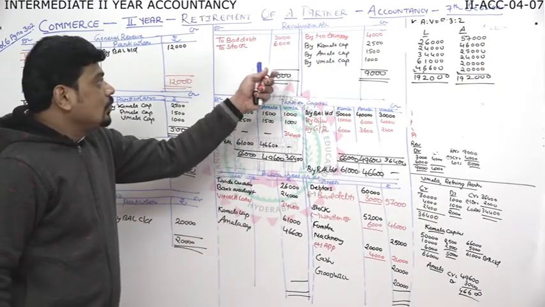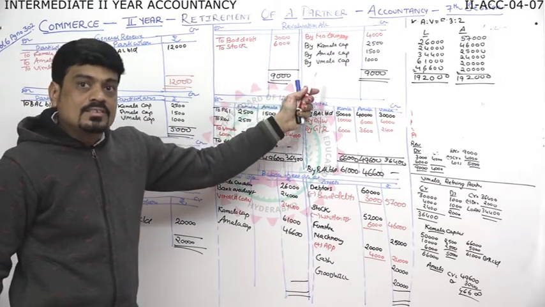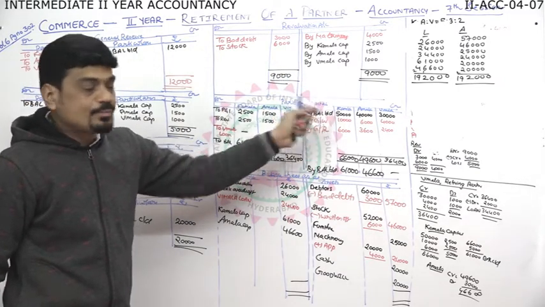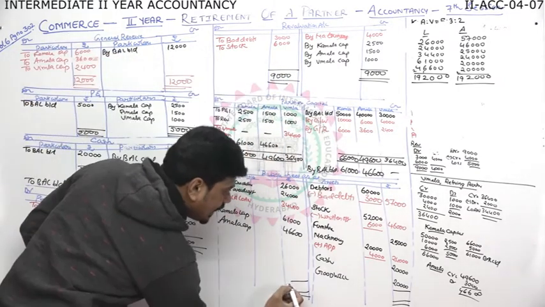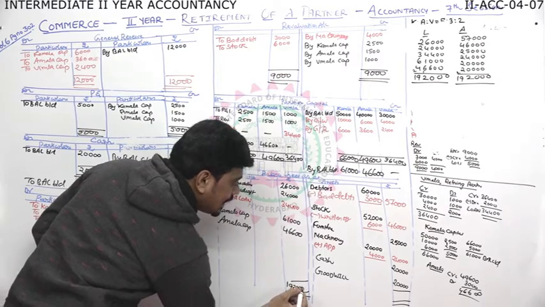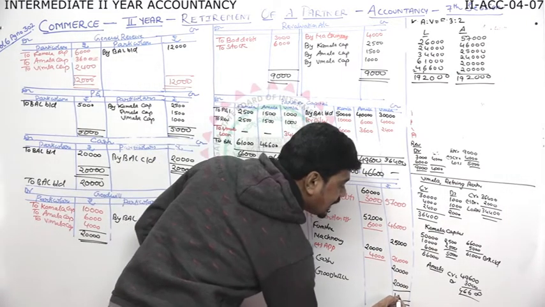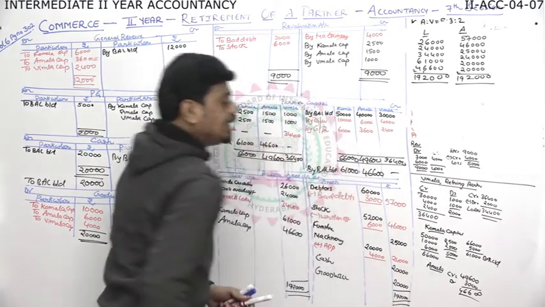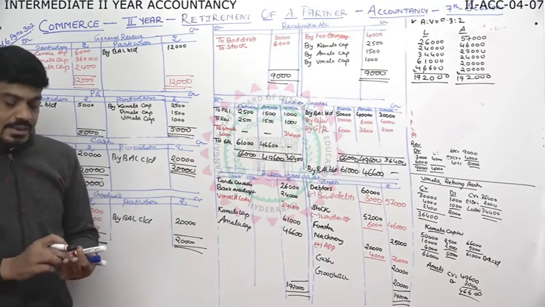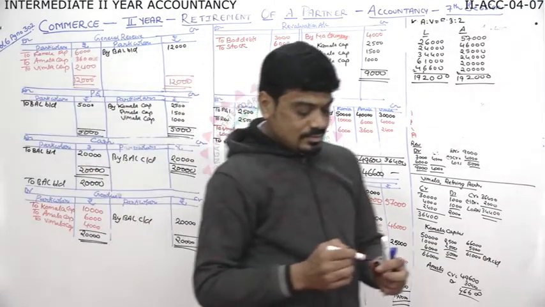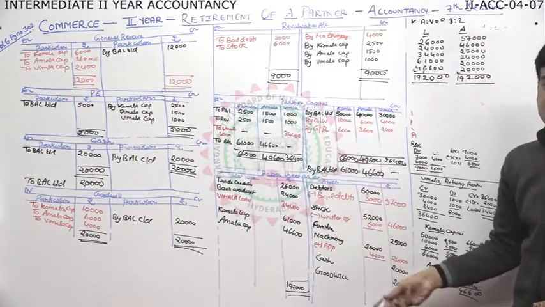1,92,000. Don't get confused. If the textbook answer is nil, it is not nil. There is a loss here, so a printing mistake is there. You can rectify. 1,92,000. For that reason only I have selected this problem. 1,92,000, balance sheet tallies. Like this, we have retirement.